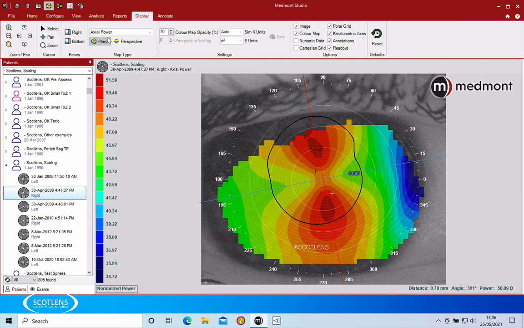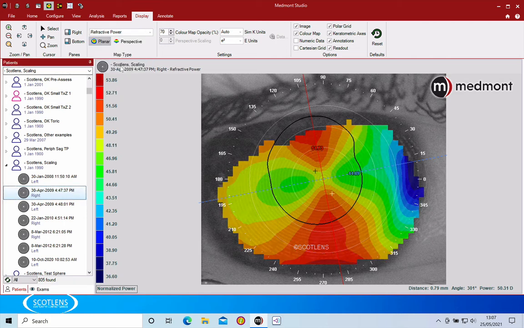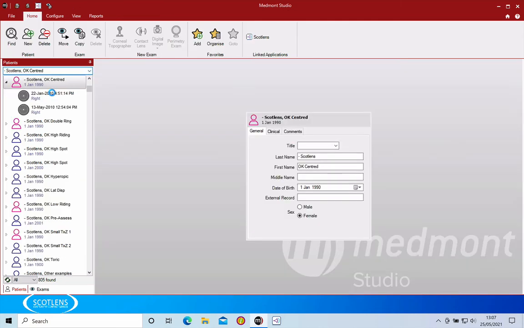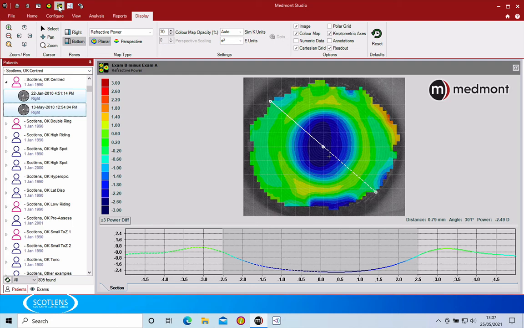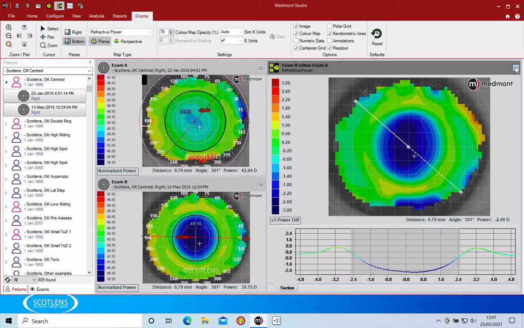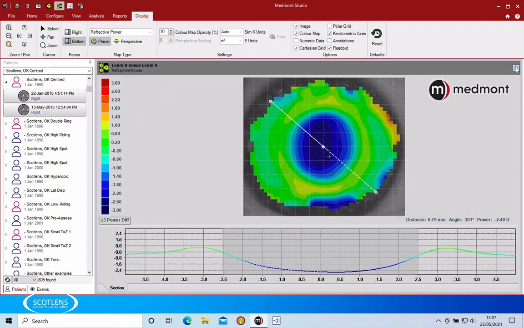Another useful thing with scale is a comparison map. So we're going to look at an ortho-K patient, but this is also good from the point of view of progression with keratoconus. The map on the left is pre-ortho-K wear, the map on the right is post-ortho-K wear, and we're going to do a comparison. And this is the comparison map of these two. And you can see that we've got a scale that's going from -3 to +3.